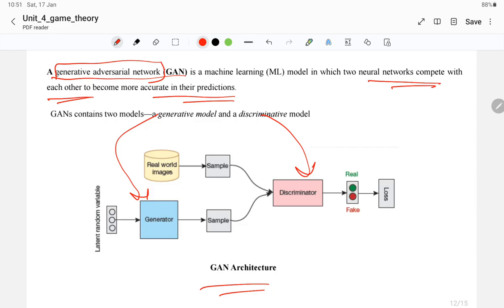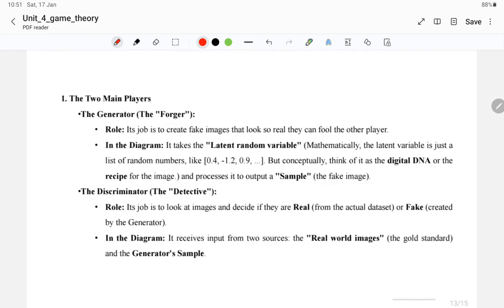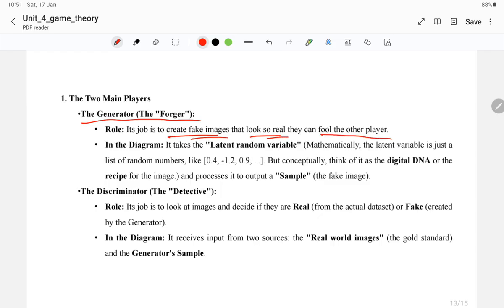We shall discuss all these things in detail in the next slide. But in the overall architecture of the GAN, the main two neural networks which compete with each other are the generator and the discriminator. These two are the main components of the GAN network. The generator is the forger. Why is it called forging? Because its job is to create fake images that look so real that they can fool the other player.